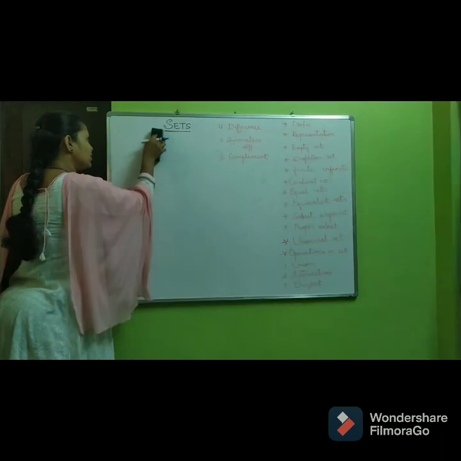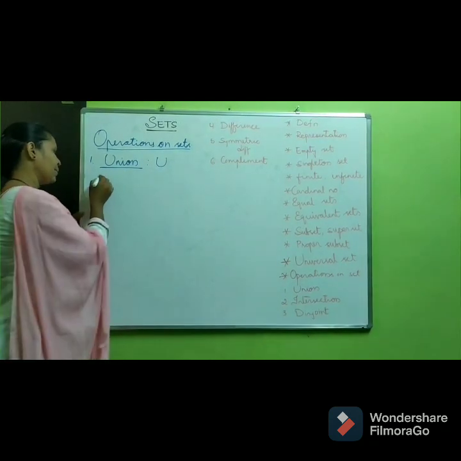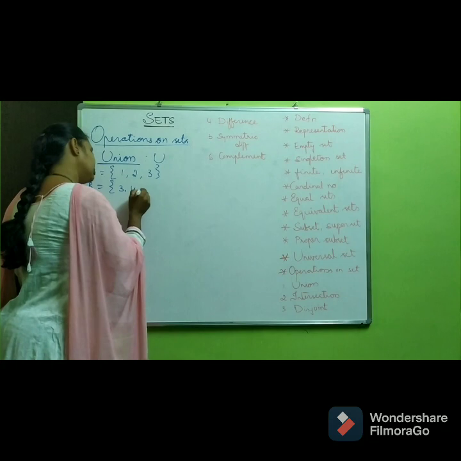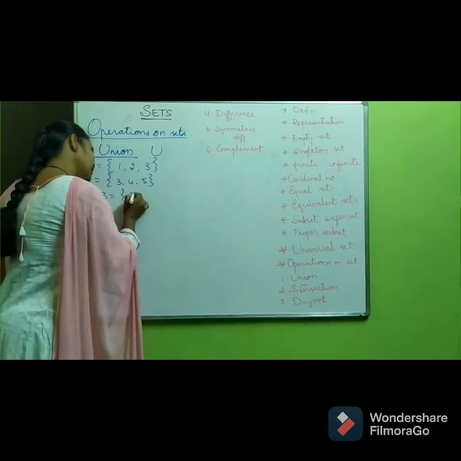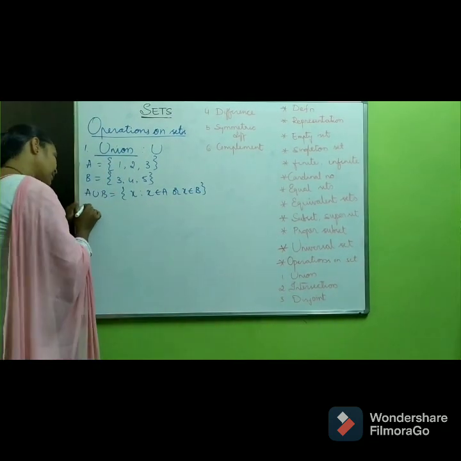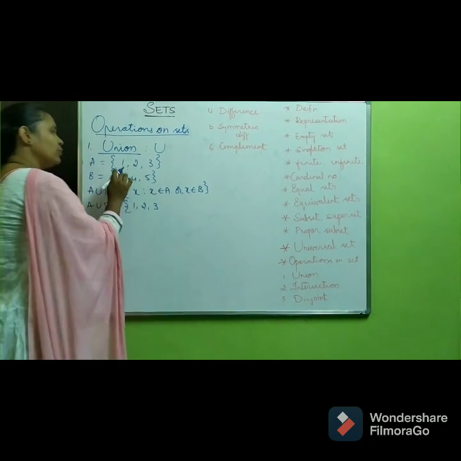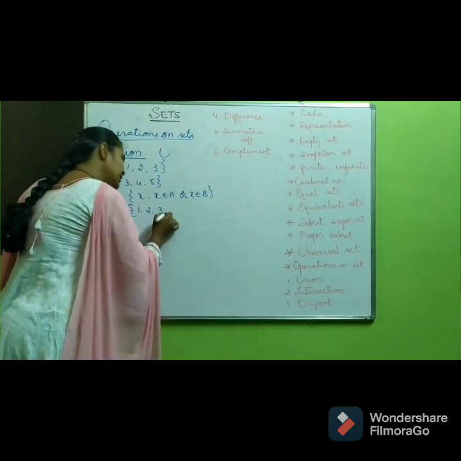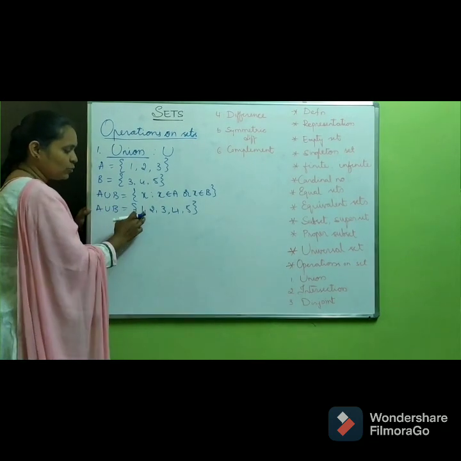Now let us take operations on sets. Let me take the first one as union of sets. Let A is equal to 1, 2, 3 and the set B is equal to 3, 4, 5. Union of sets is defined as A union B is equal to x such that x belongs to A or x belongs to B. For this example, take the elements of A: 1, 2, 3. Next, x belongs to B. It starts with 3, no need to repeat it because we won't repeat the elements in a set. So I will write 3, 4, 5. So A union B is 1, 2, 3, 4, 5.